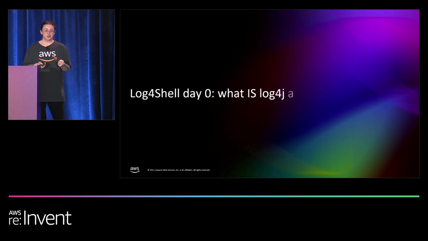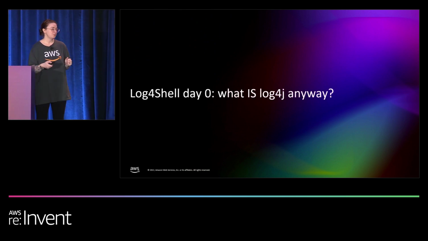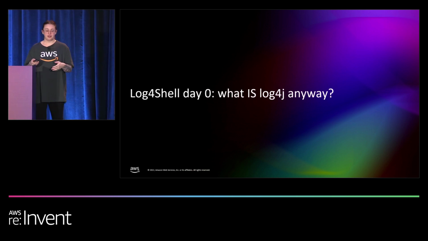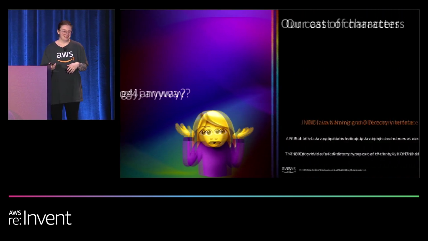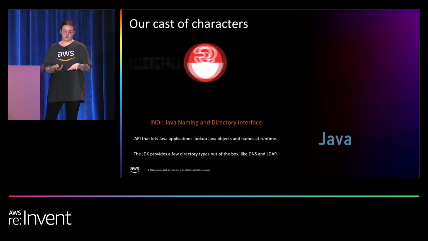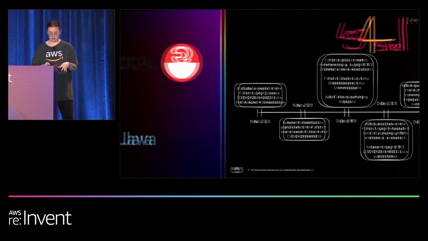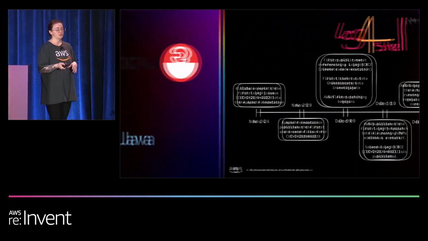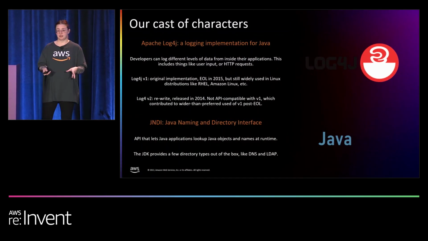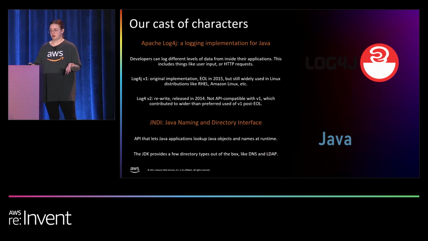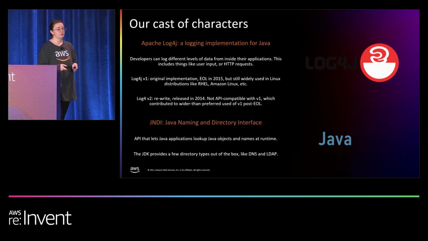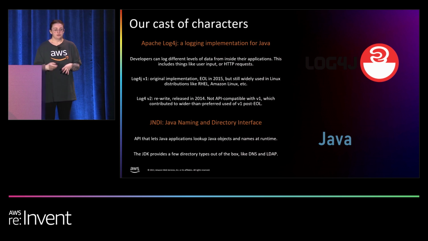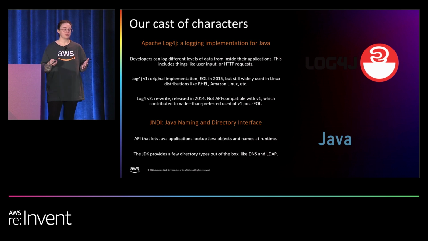So, to our friend Log4Shell. Before anything even kicks off, what was Log4j anyway? Why did this end up being such a big deal? There are two characters here that I think are important for this conversation. The first is Log4j itself. Ultimately, it's a logging library for Java. Lots of people use it, and we'll get to that in a second. But Log4j lets you log different levels of information from inside your application. That could be something like user input or an HTTP request.